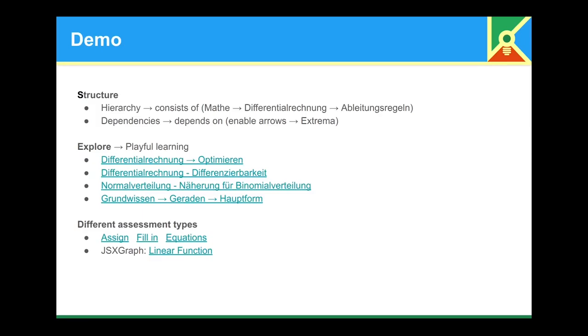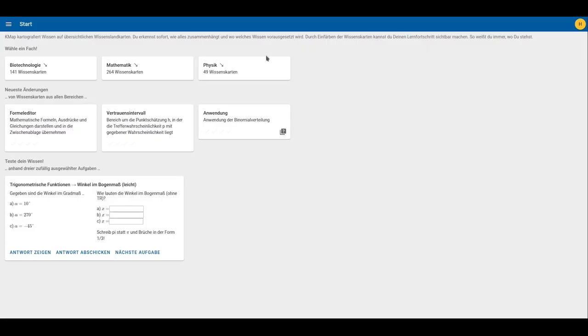In KMap, there are two kinds of relations between the subjects. One is consists of, the other one is depends on. I'll show you that. Here, this is the starting page of KMap. You see three subjects: biotechnologies, math, and physics.